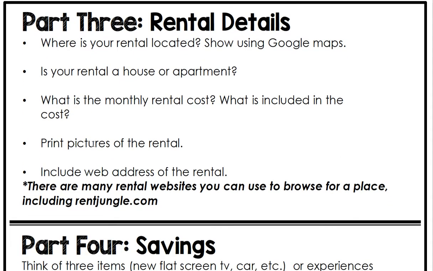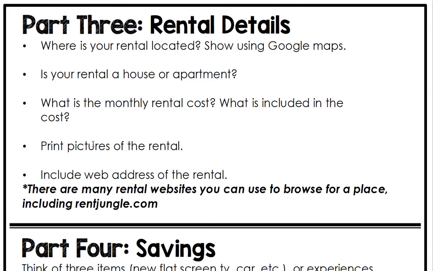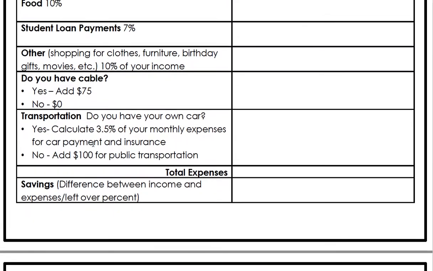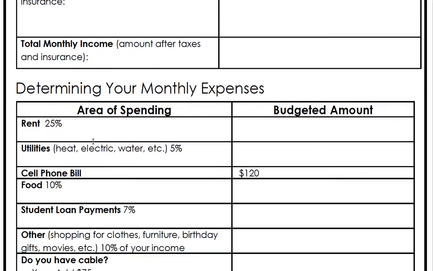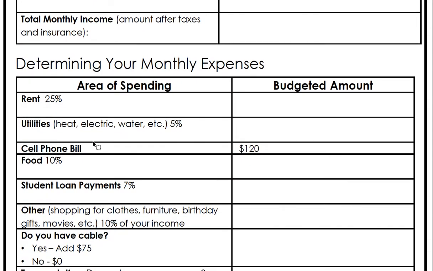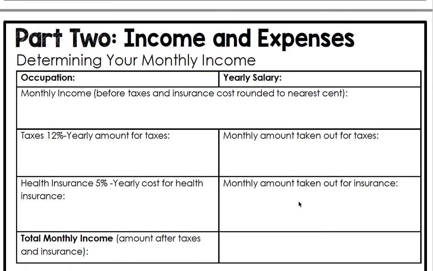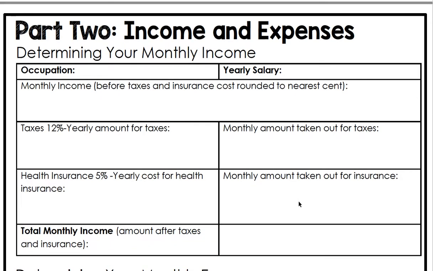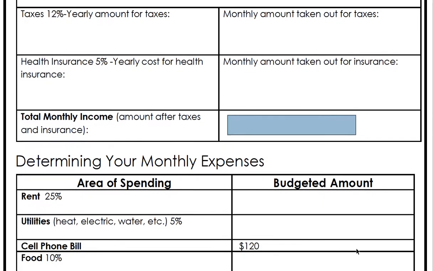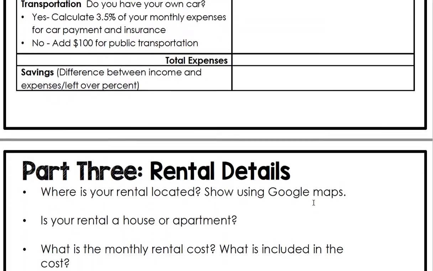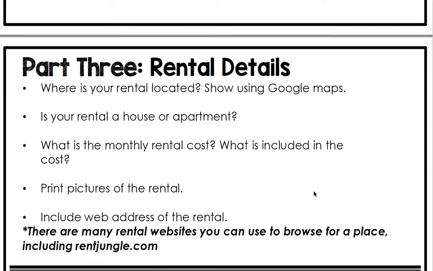Part 3 is pretty fun. You can't start part 3 until you've finished part 2 because you're not going to know what your budget amount is for your rent until you've calculated this. Till you've got your total monthly income, you can't figure out what 25% of your total monthly income is in order to know how much money you have to spend on your rent.